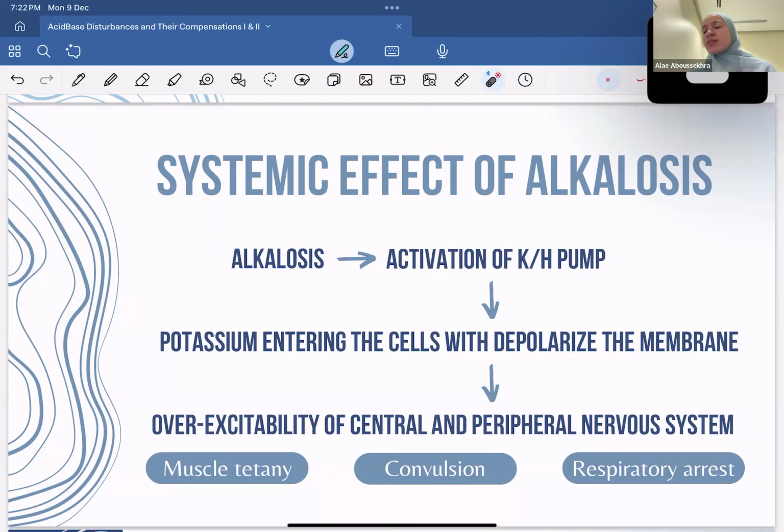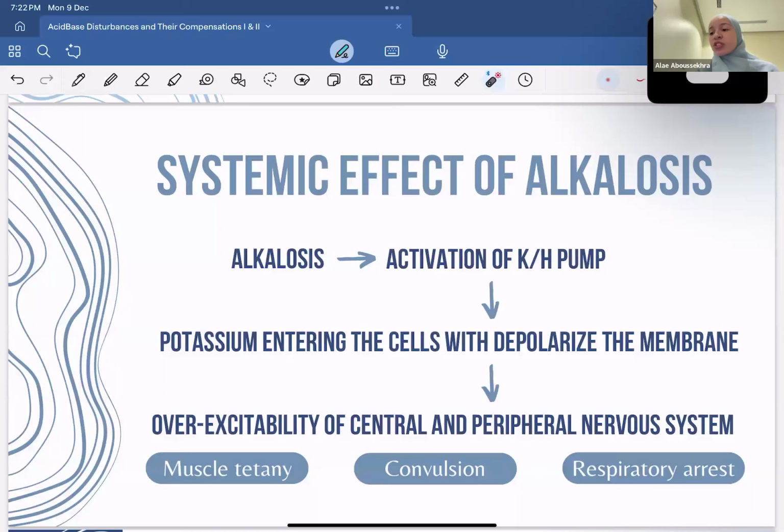But when that happens, there's so much hydrogen coming out and so much potassium going in, and this potassium obviously is a positive ion. So when it goes inside of the cell, it's going to cause the membrane to depolarize. And that's not good because we're going to have overexcitability of the central and peripheral nervous system. And that can be bad. Why? Because it can cause muscle tetany, which is like multiple contractions.